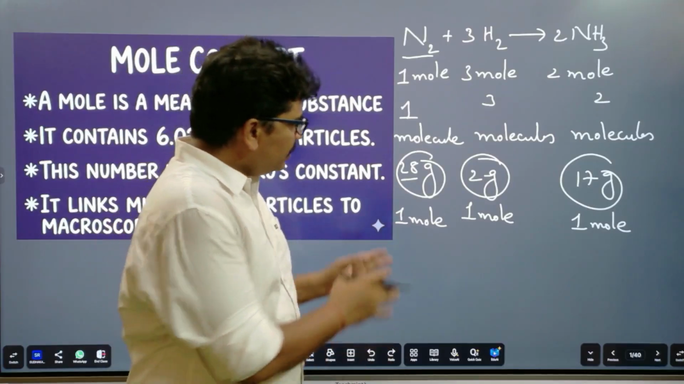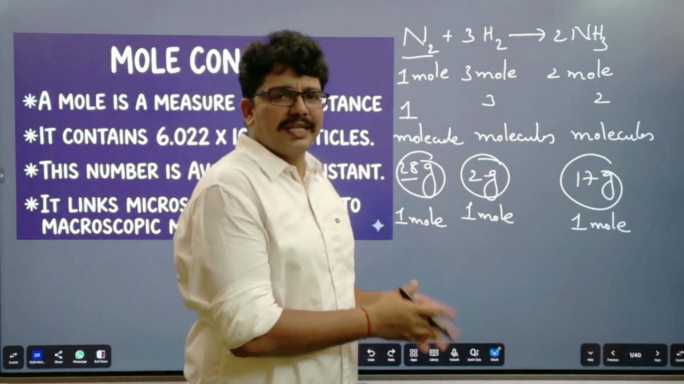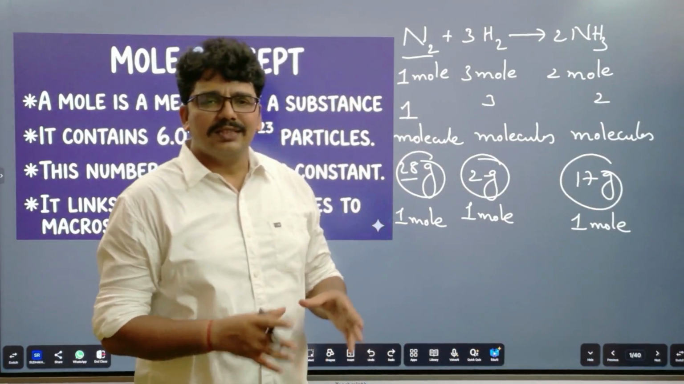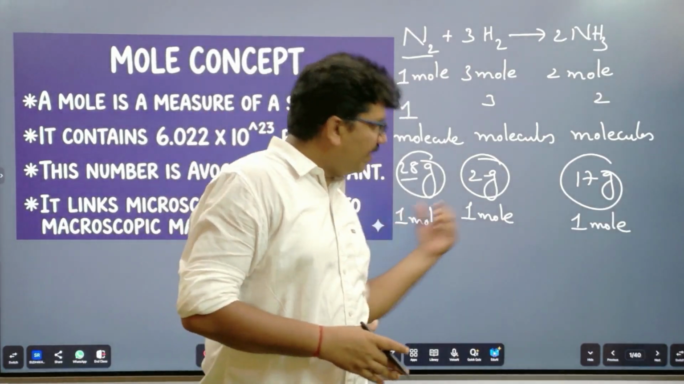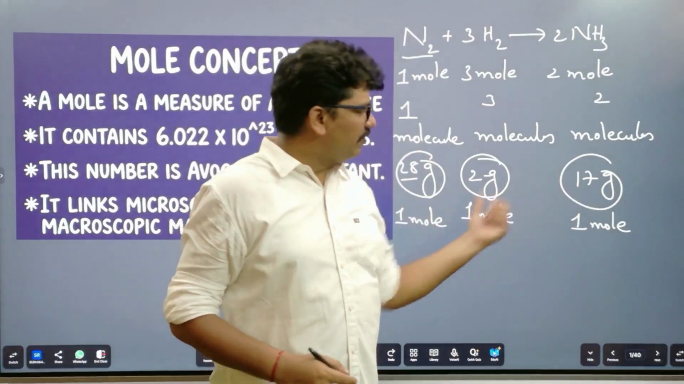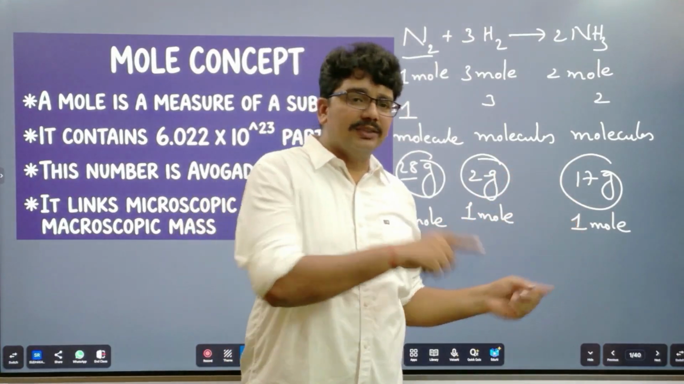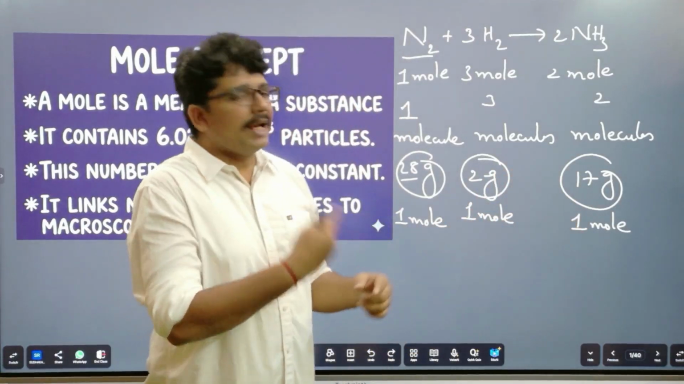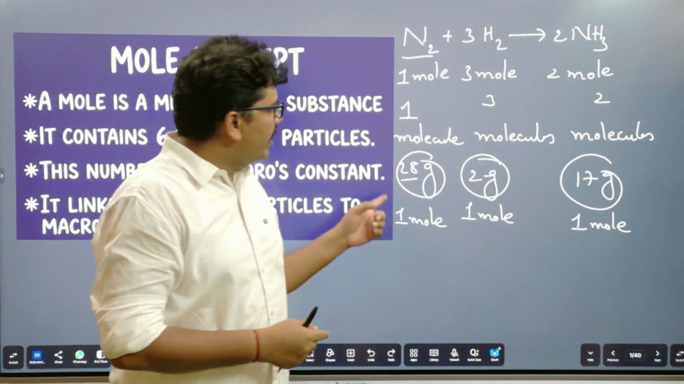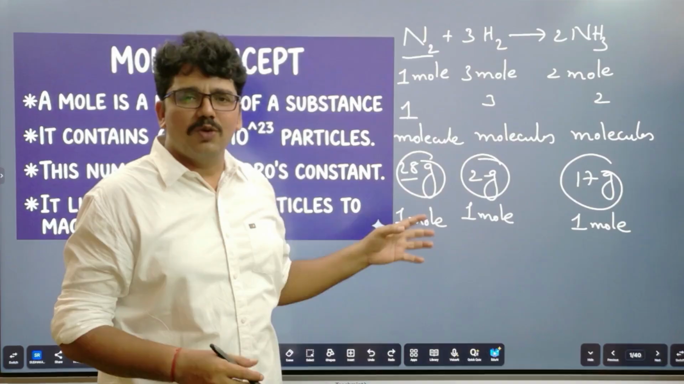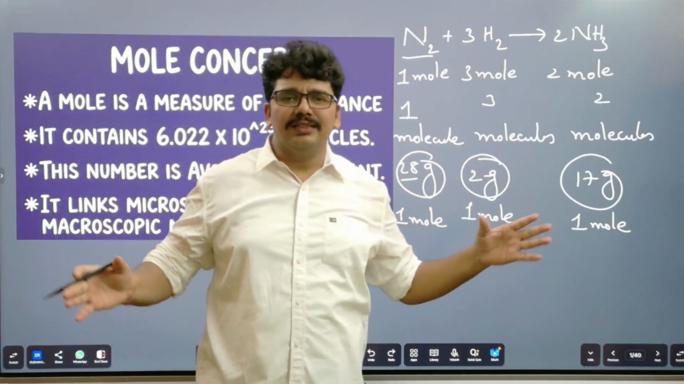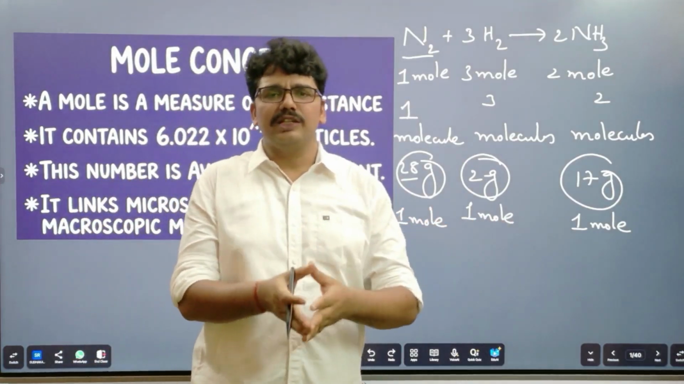So why is this particular amount of each substance taken as 1 mole? What is the connection between all these weights? Why is 17 grams of ammonia 1 mole? Why is 2 grams of hydrogen 1 mole? Why is 28 grams of nitrogen 1 mole? And what is the connection between these weights of different molecules?